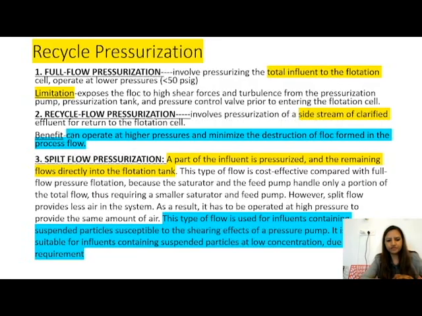There is a benefit of this type of system that it can be operated at high pressure and there is less chance of destruction of floc formed in the process flow.